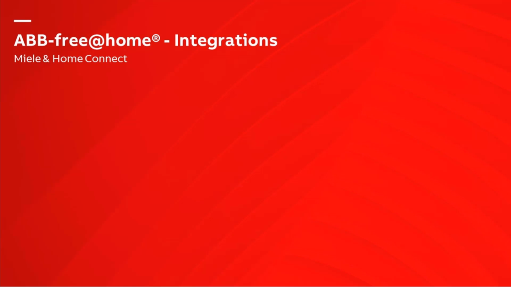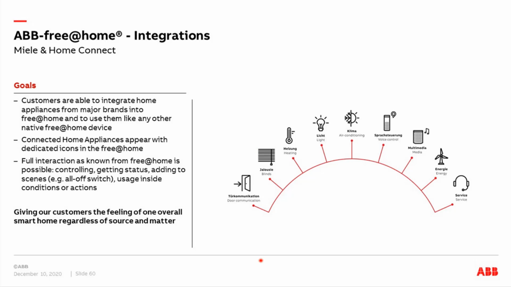Good. So the last integration is the Miele and the Home Connect integration. The target here, of course, is not only to give another option to control these devices, but really to have one fully integrated, one holistic approach for home automation. It means not only integrating blinds, lights, heating, and so on. Here we also want to integrate our home appliance devices.